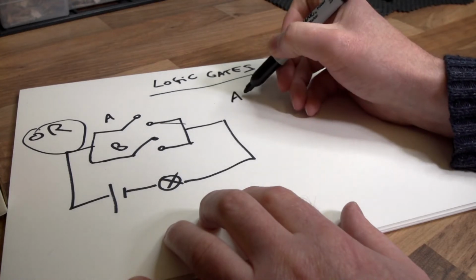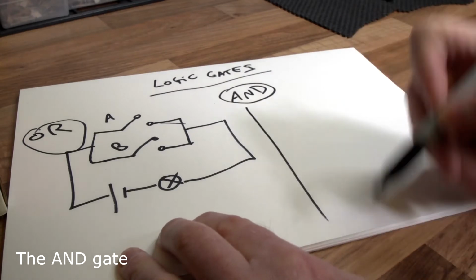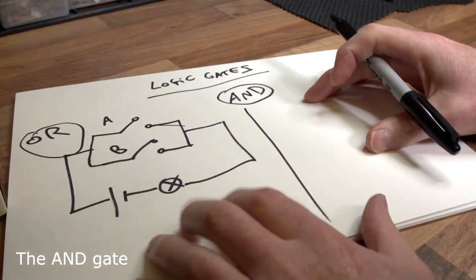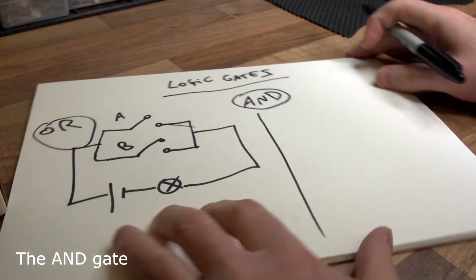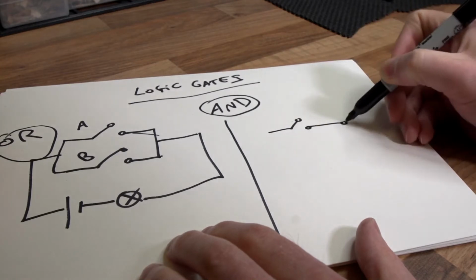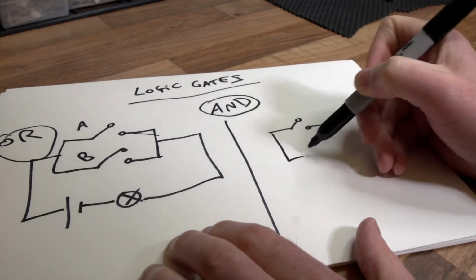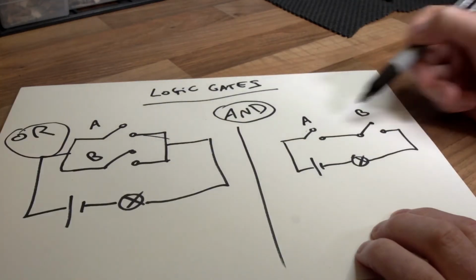What about the AND gate? This is an AND gate. I'll separate these a bit. OR gate, AND gate. Now the AND gate, we can use our same switches but in a series configuration. So for an AND gate, you could have one switch there and another switch there. Put that with the battery and the bulb. Call that A, call that B. In this case, two switches, A and B.